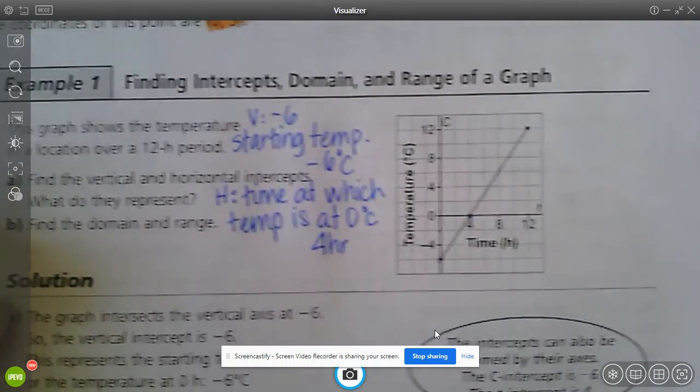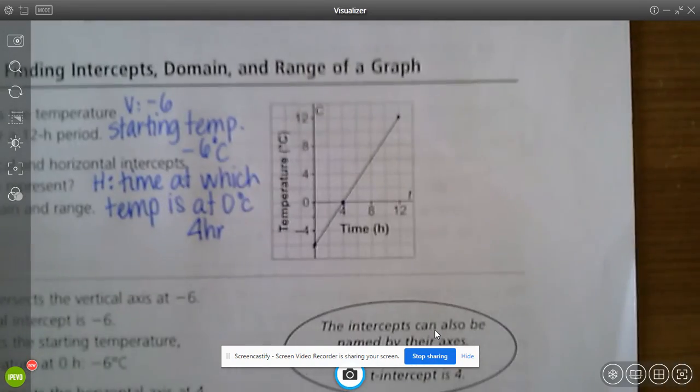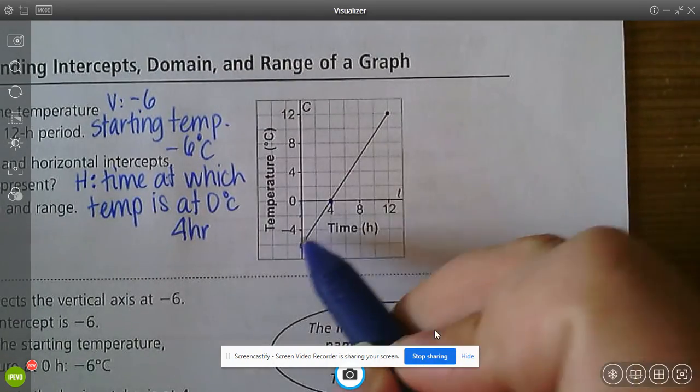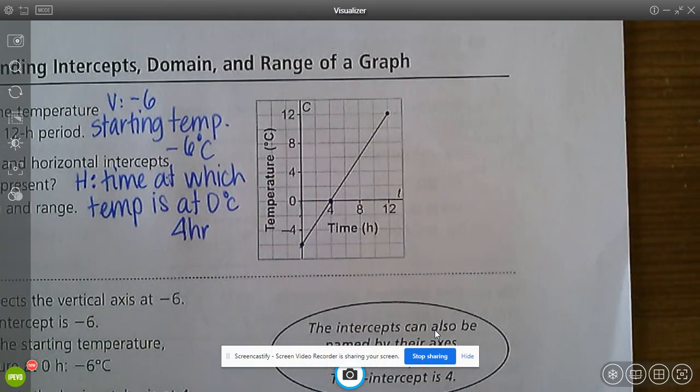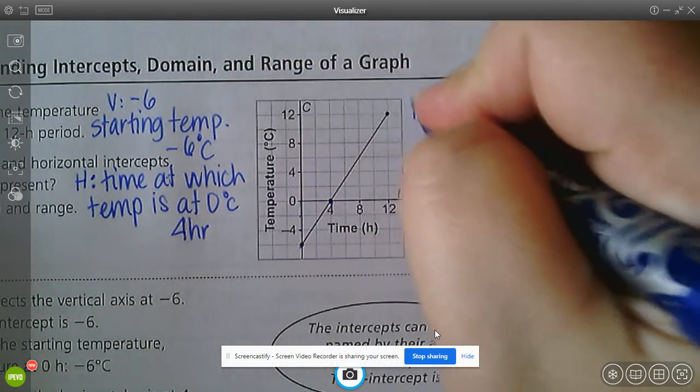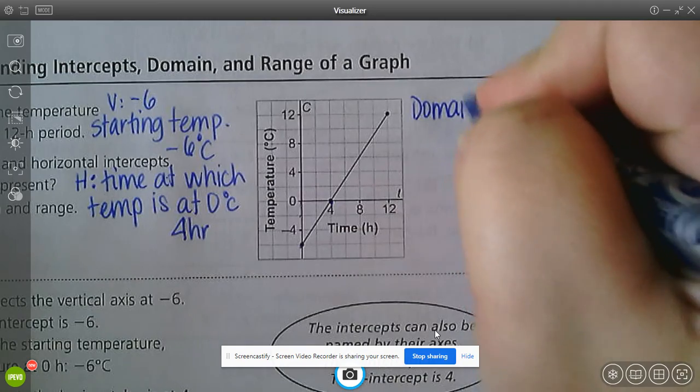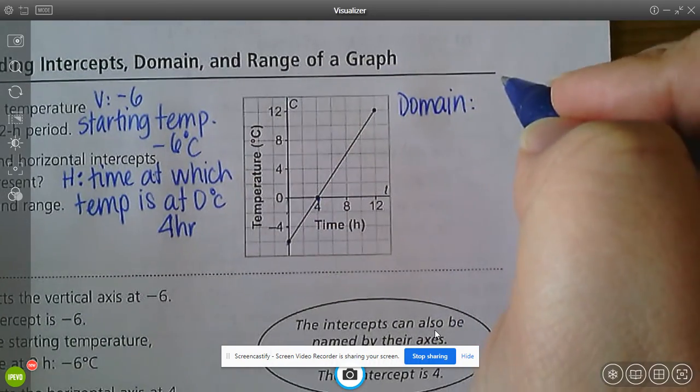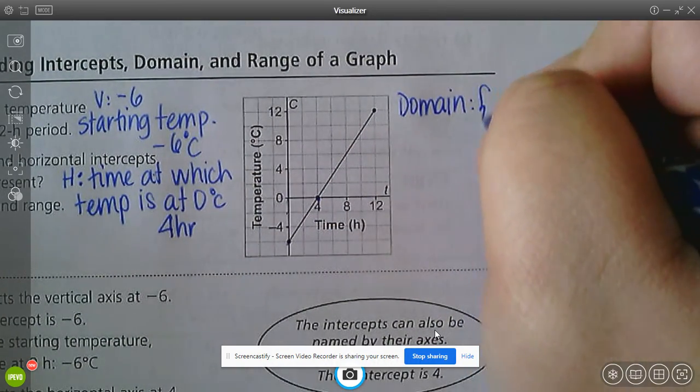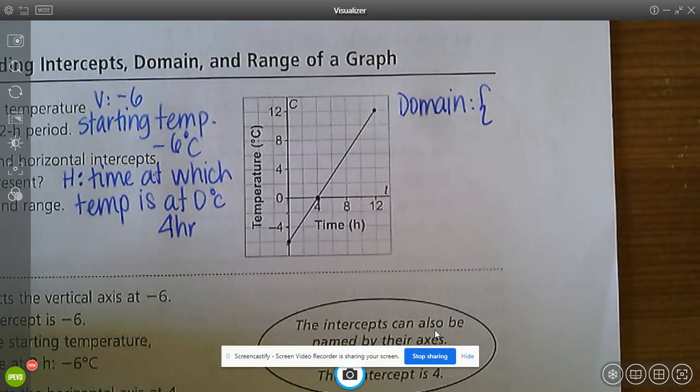The next thing that they've asked us to do is find the domain and range. So again, since we have a start and an end point here, but we have a line that's connected, or continuous data, we can find the domain and the range of this data. So remember, we use those pretty looking brackets there.